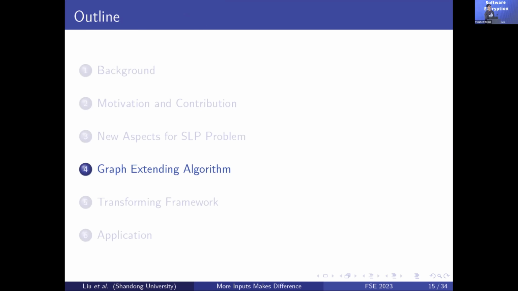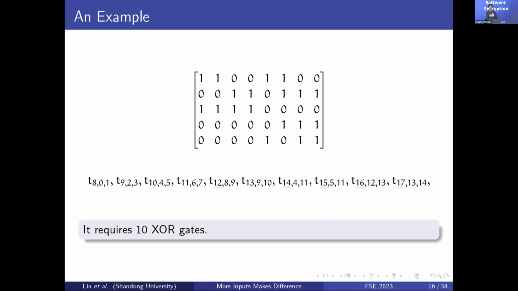And then we talk about the graph extending algorithm. We can see the example: node 0 to node 7 are the input nodes, or the unit nodes. And the following equation represents a circuit that requires 10 XOR gates. For example, T = A0 + 1 means the node is the sum of node 0 and node 1, and the underline on node 12 represents that node 12 is an output value, or the target value.